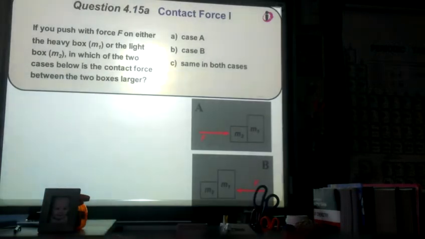Next question that I want you to look at: if you push with force F on either the heavy box M1 or the light box M2, in which of the two cases below is the contact force between the two boxes larger?